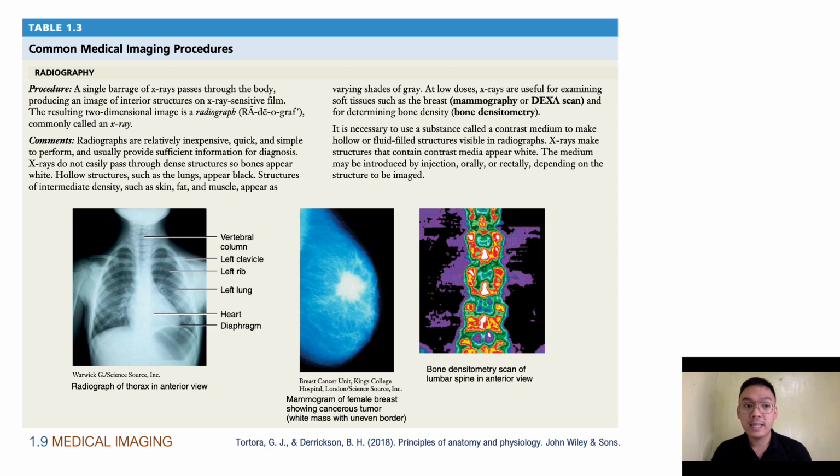This table will present you common medical imaging procedures. The first would be the common one, which will be your radiography. The procedure is a single barrage of X-rays passing through your body. X-rays, I remember, these are waves. They produce an image of the interior structures on an X-ray sensitive film, resulting in a two-dimensional image, which we call your radiograph, or commonly called an X-ray.